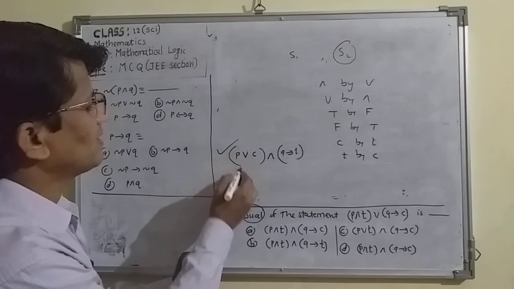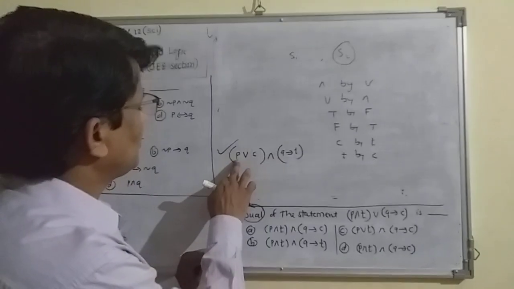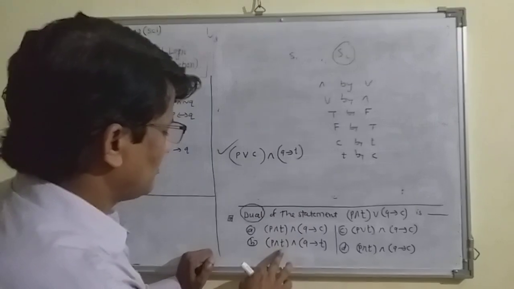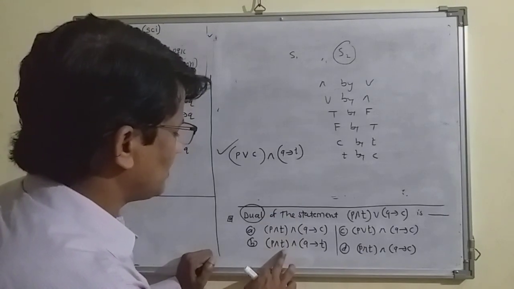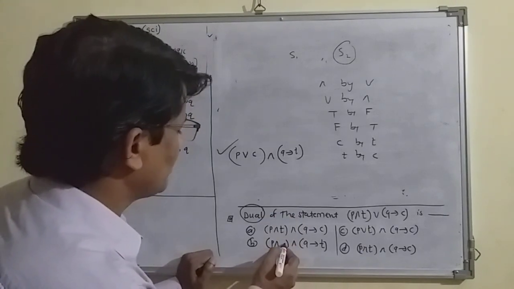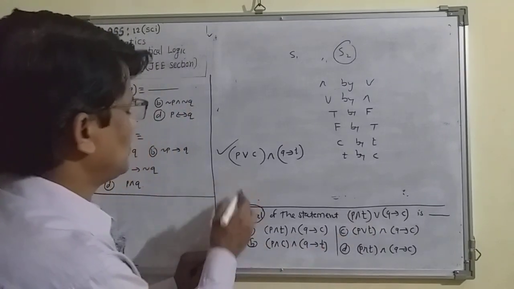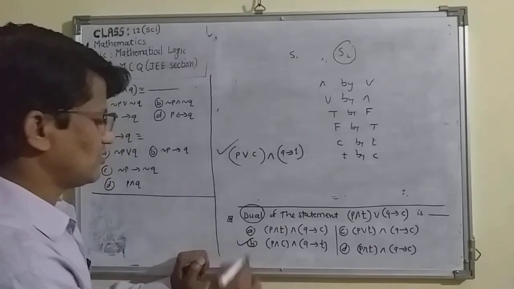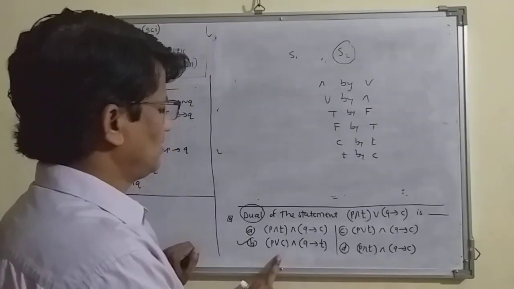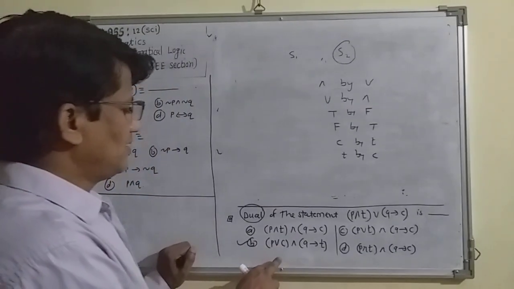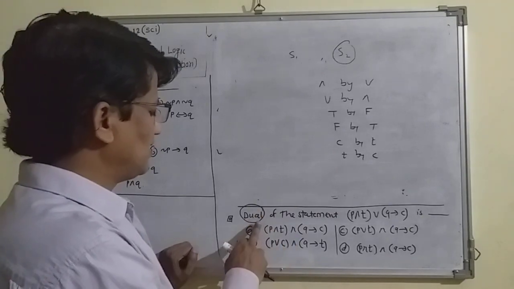Let's make one correction here. P or C, I am writing here instead of this. Here should be C, here T. T replaced by C. So the answer of this question is option number B. Now we have completed the result of this.